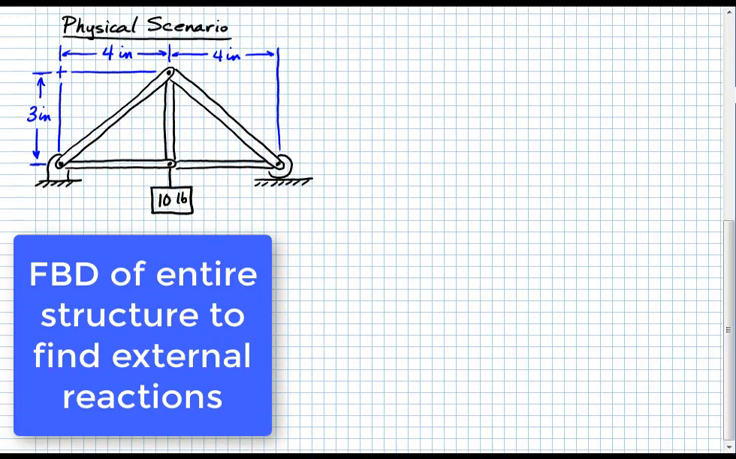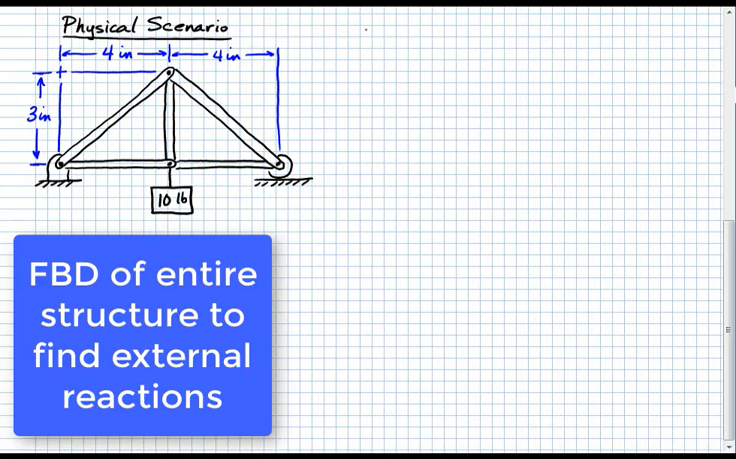Alright, so now that we kind of know what the assumptions are for our trusses, let's look and see. Probably the best way to learn how to do this is by doing an example. So let's go ahead and start with a physical scenario like I've shown here. We have a 10-pound weight hung from the middle of a fairly simple and fairly symmetric truss here.